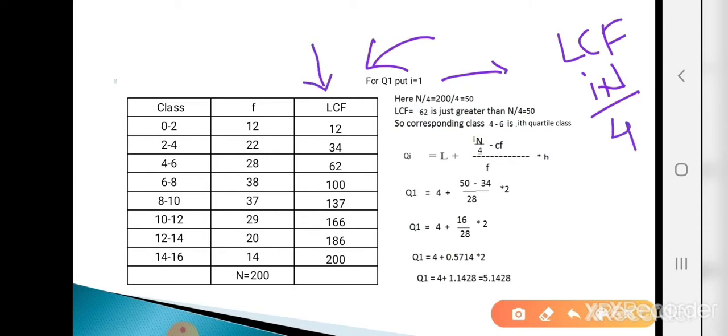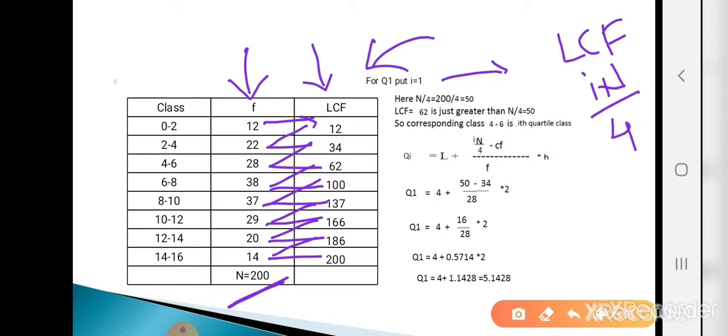Okay, so first calculate LCF. How to calculate LCF? First frequency value as it is. So 12 as it is. Then 12 plus 22, that is 34. Then 34 plus 28, that is 62. Then 62 plus 38, that is 100. Then 100 plus 37, that is 137. So 137 plus 29, that is 166. 166 plus 20, that is 186. And last, 186 plus 14, that is 200. Here capital N, that is the total frequency, the sum of the column of F, is 200.